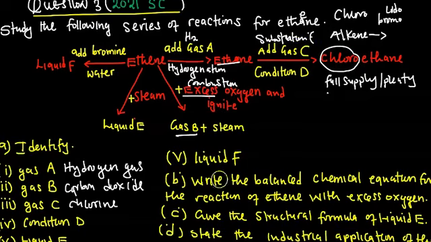Now what about condition D? Halogenation or substitution reaction occurs in the presence of UV light. So this is the UV light. That is condition D. Of course, you can also put high temperature for UV light.